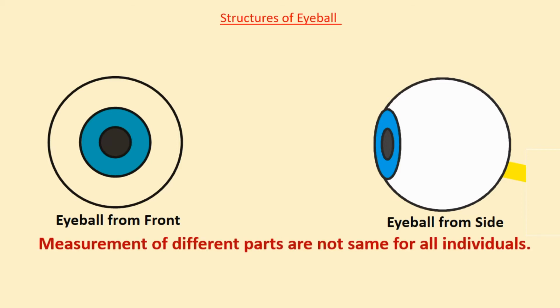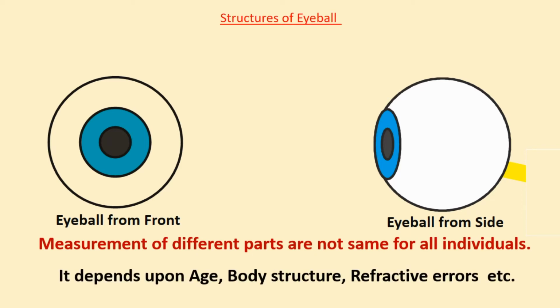Measurements of different parts are not same for all individuals. It depends upon age, body structure, refractive errors, etc. For example, in myopia, needing minus power, the size of eyeball may be little more than normal. The measurements given here are normal average.